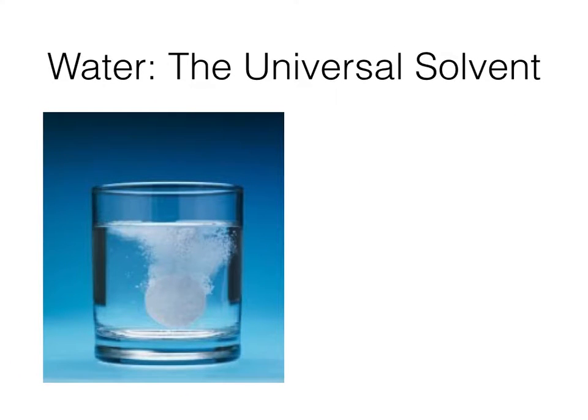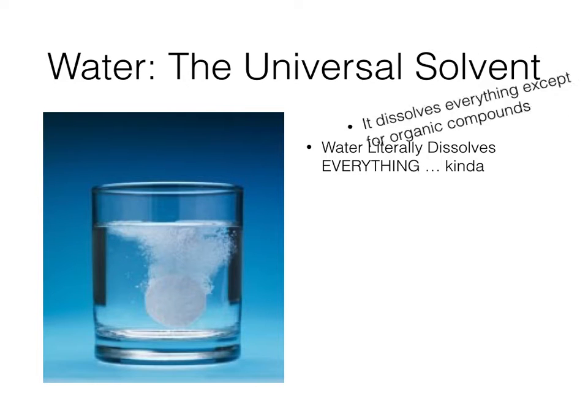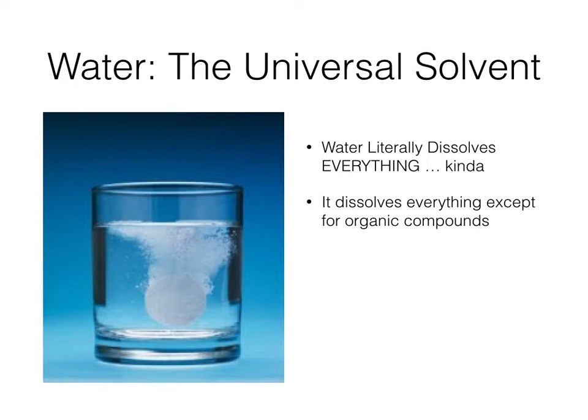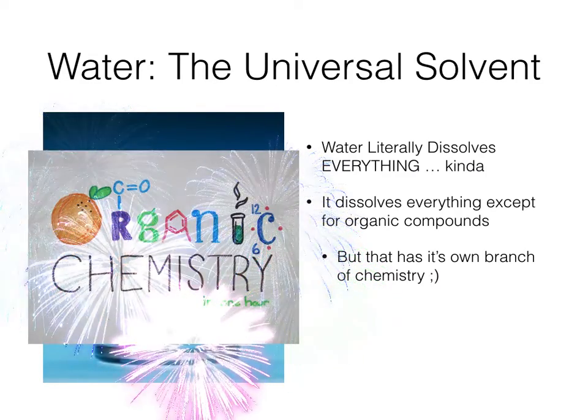The next property we're going to get to here is water acting as the universal solvent. Water in chemistry is known as the universal solvent because it dissolves almost anything except for organic compounds. Organic compounds are compounds made of carbon. That's why you can't dissolve your desk by throwing water on it, because it's made out of carbon and it's organic. But that has its own branch of chemistry, so we don't have to worry about that in this situation because we're talking about inorganic chemistry.